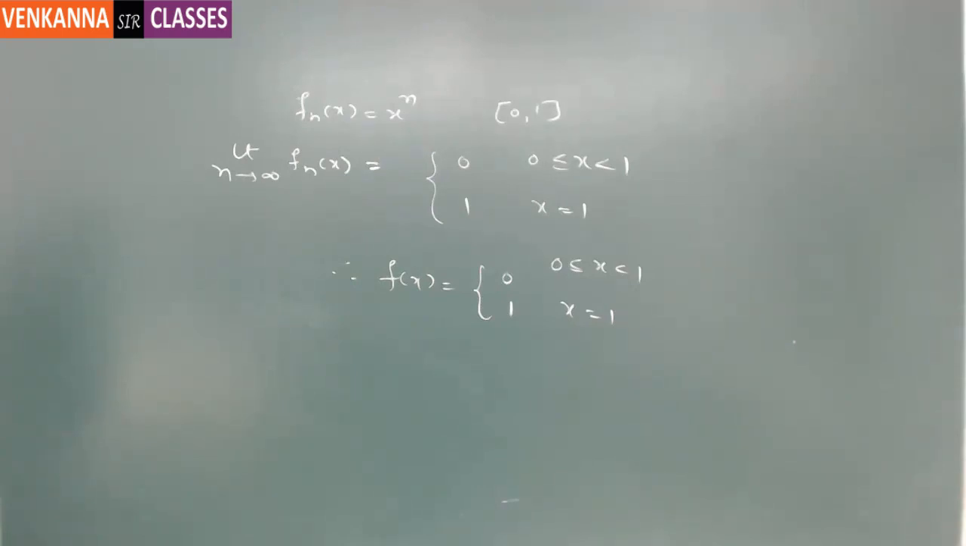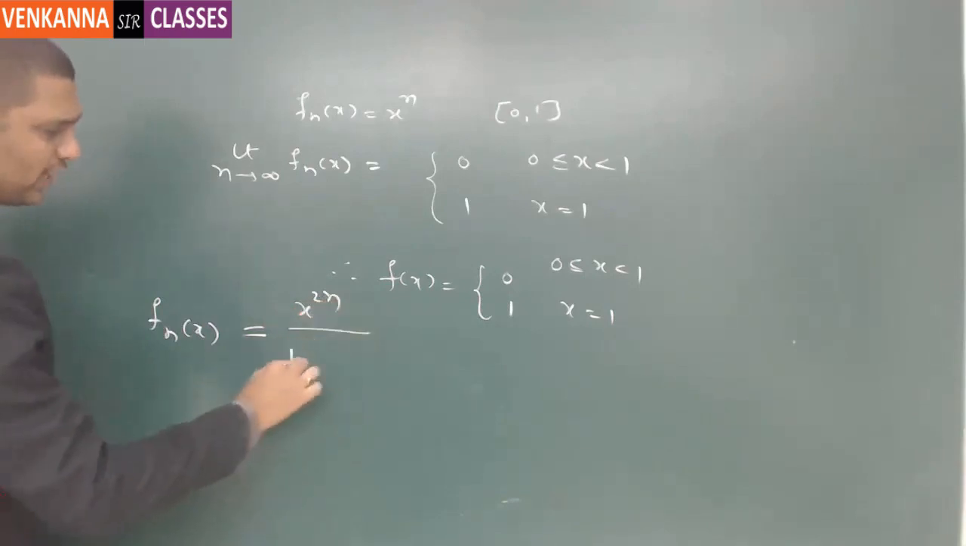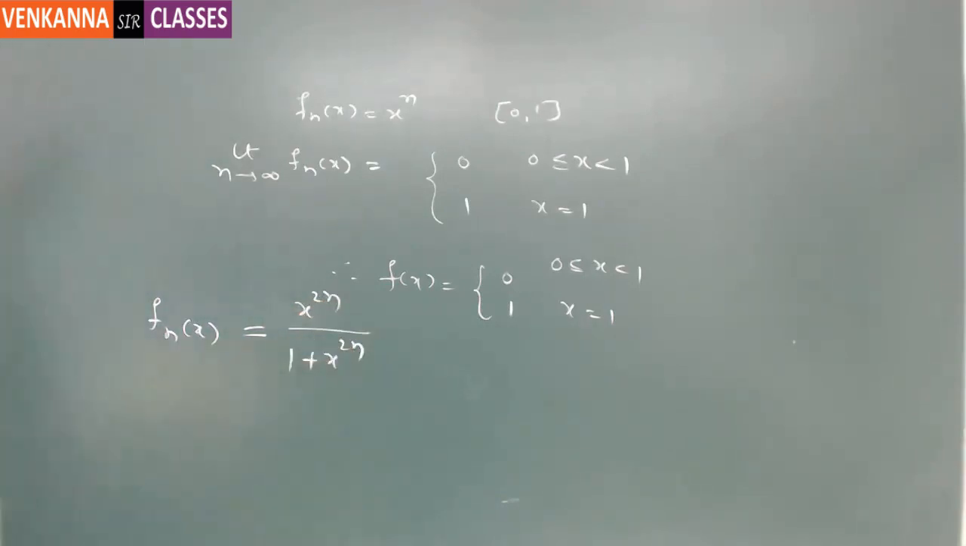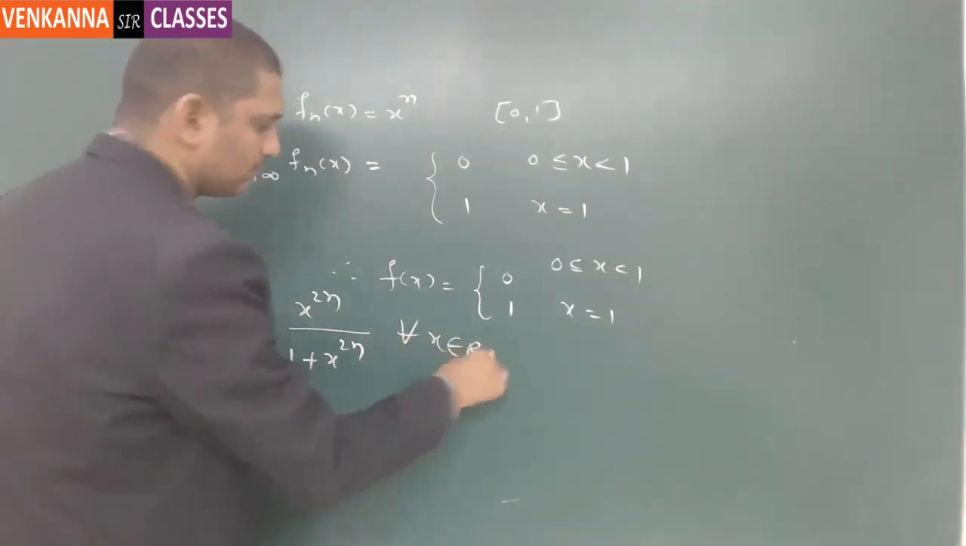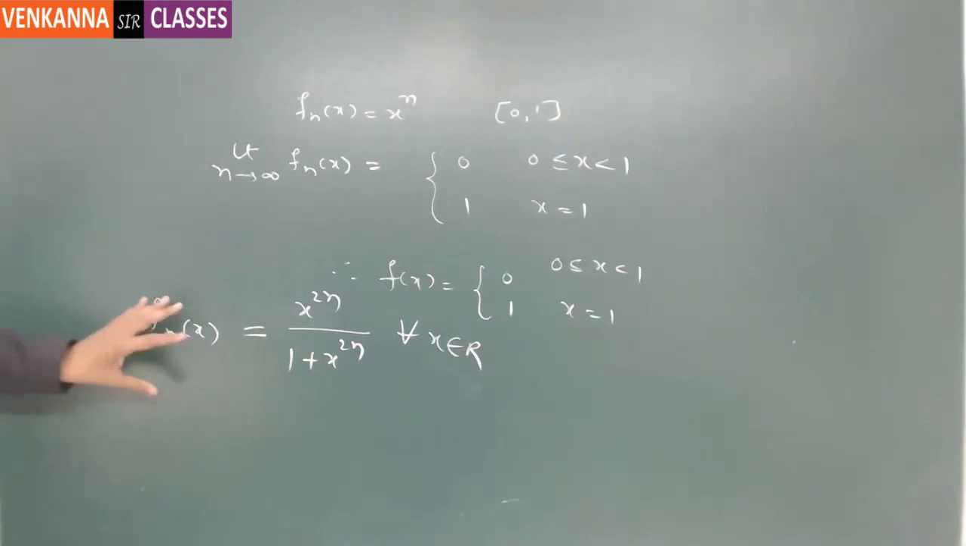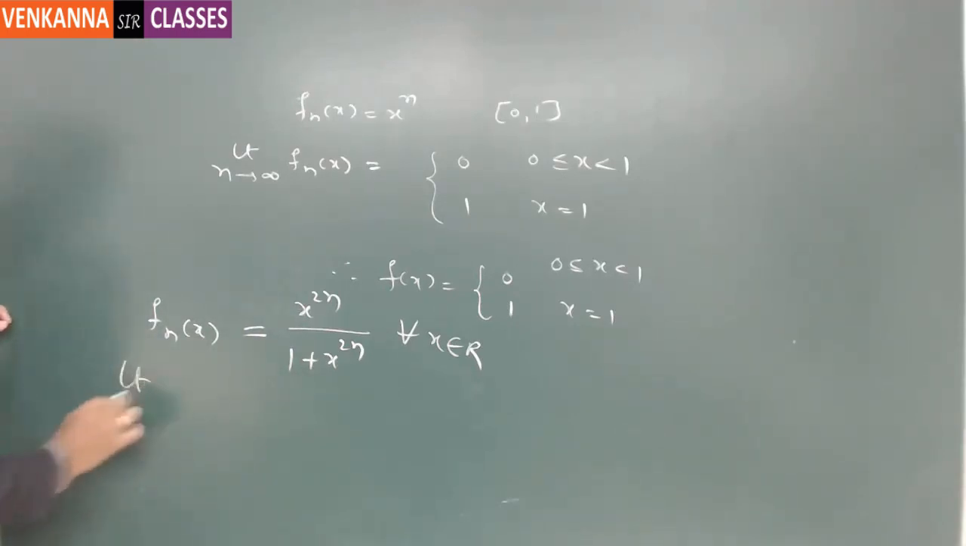Please tell. Fine. Let us take another example which gives more idea. Suppose we have taken fn of x is equal to x power 2n by 1 plus x power 2n for all real numbers x. So this function gives a set of sequences to us. So we are finding a corresponding limit function to it. So what will it be? You are going to calculate the limit as n tends to infinity of fn of x.